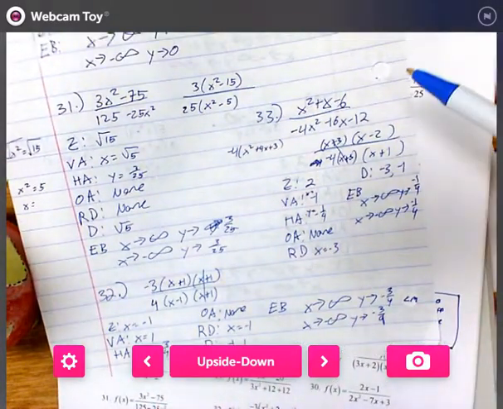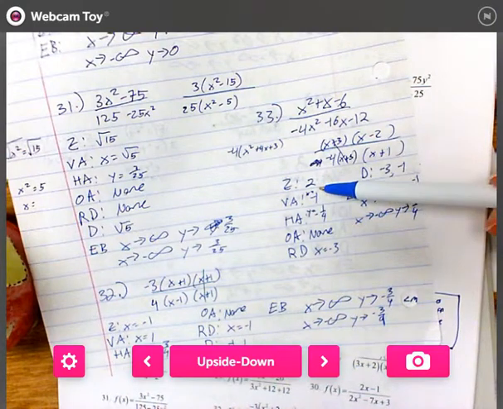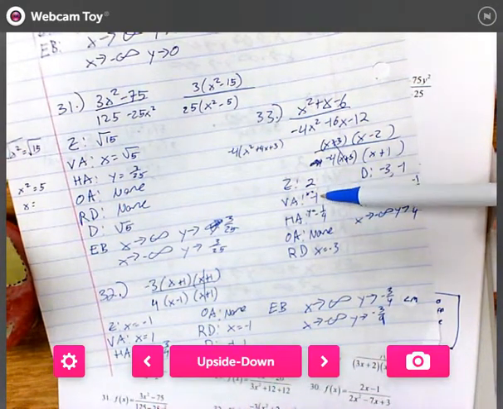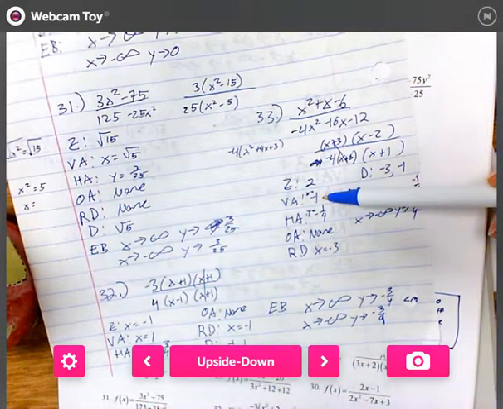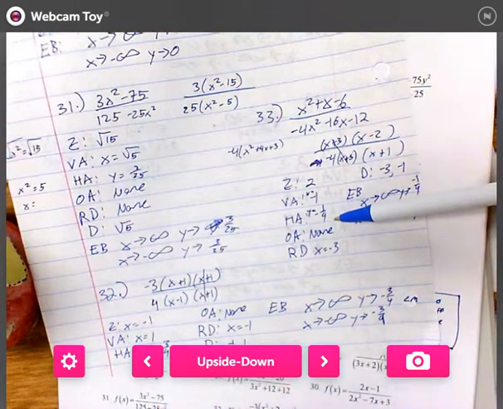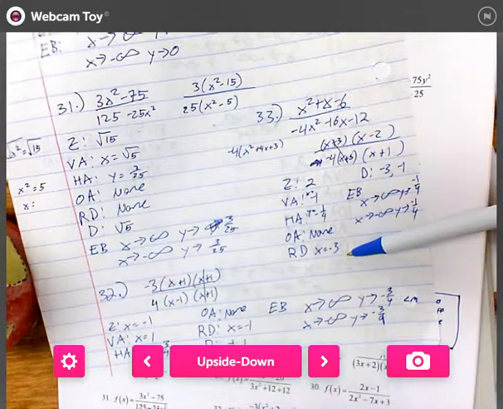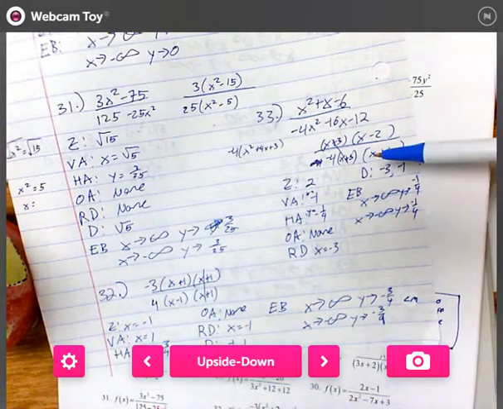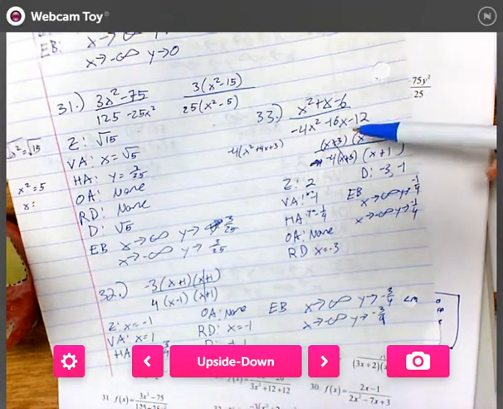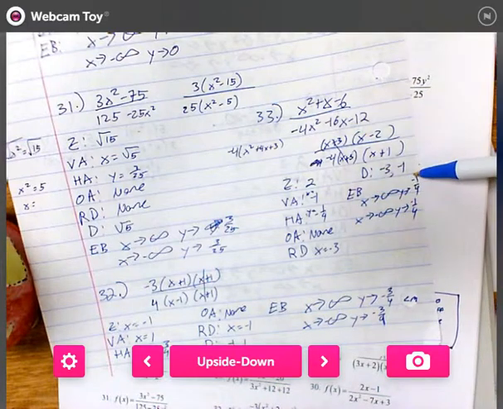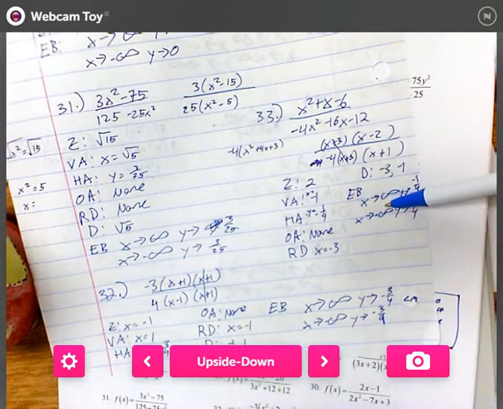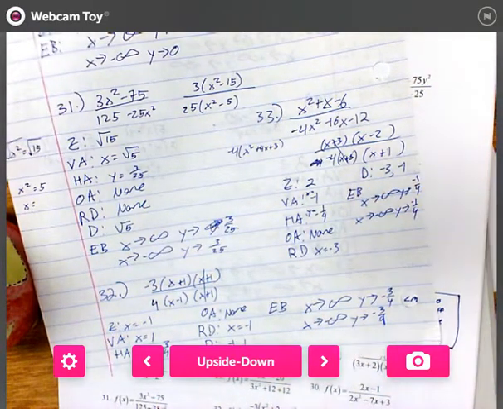Finally, 33. Zero is x equals 2. Vertical asymptote, x equals negative 1. Horizontal asymptote, y equals negative 1/4. Oblique asymptote, none. Removable discontinuity, x equals negative 3. Discontinuity, negative 3, negative 1. As x approaches infinity, y approaches negative 1/4. As x approaches negative infinity, y approaches negative 1/4.